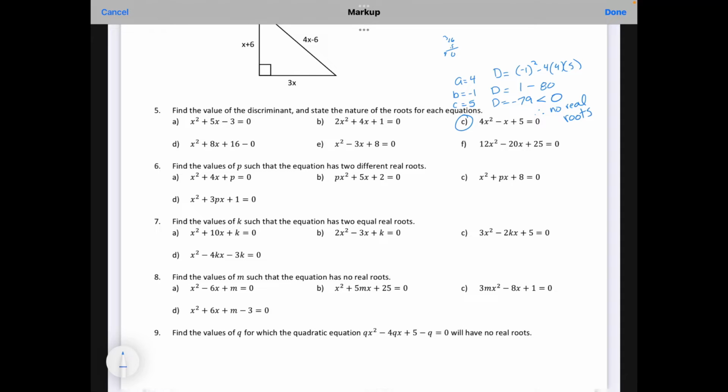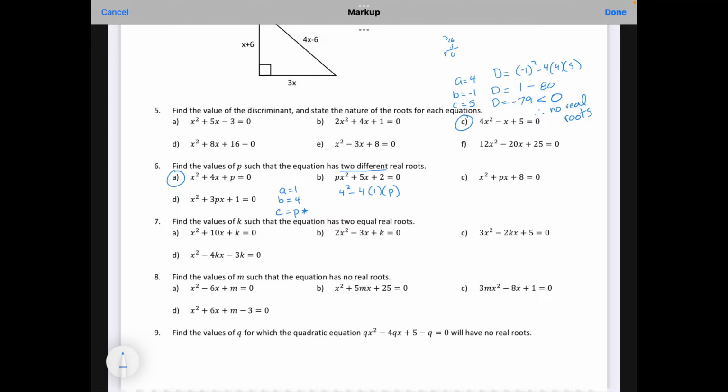Okay, question 6 is asking for the values of P such that the equation has 2 different real roots. So let's take a look at 6a. So I'm always starting off the same way. I'm going to identify my A value, my B value, and my C value, which in this case happens to be P. The next thing that I'm going to do is find my discriminant. So B squared minus 4 times A times C.